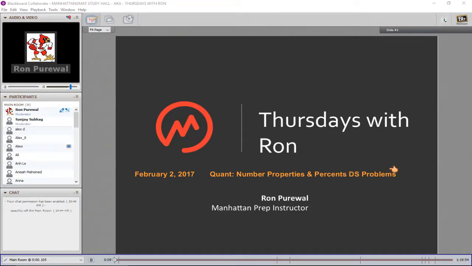Going to do some quant problems. They're all data sufficiency today, so again, we do assume a certain level of familiarity with data sufficiency on your part. These problems have to do with number properties and/or percents.